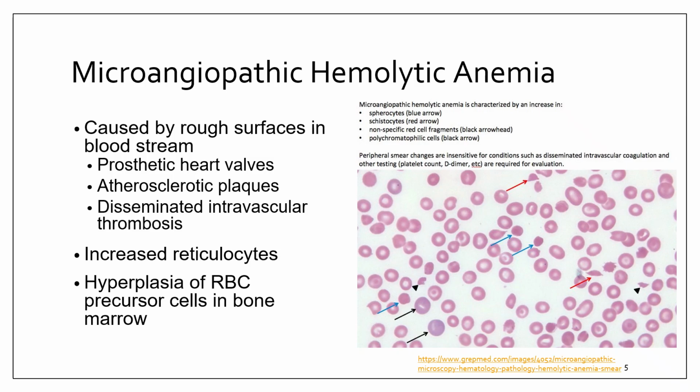This anemia is caused by rough or abnormal surfaces within the bloodstream, including prosthetic heart valves, atherosclerotic plaques, and disseminated intravascular coagulation, or DIC. These surfaces act like microscopic cheese graters. As red blood cells squeeze through capillaries and small vessels, they are torn, shredded, and fragmented. No immune system involvement needed, pure mechanical trauma. As red blood cells pass through these damaged vessels, membranes rupture, cytoplasm is lost, and cells fragment into pieces.